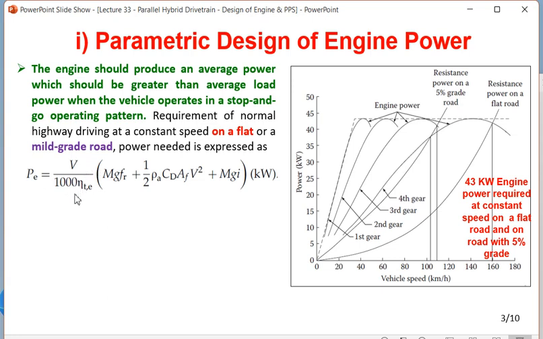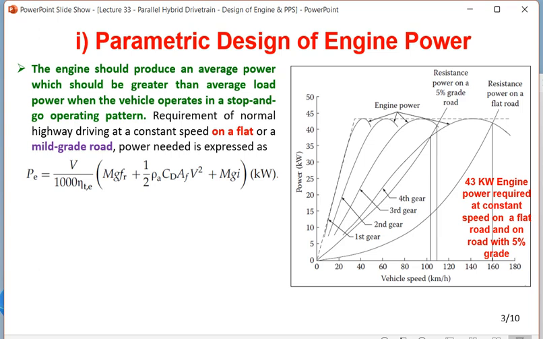This equation we have seen previously. So eta TE is the engine transmission efficiency, that means from the engine to the drive wheel. V is the velocity of the vehicle in traction. MGFR is the forward rolling resistance loss, plus half rho C A V square. This is nothing but aerodynamic loss, where V is the forward going speed of the vehicle. So these are the main losses, and there is another loss which is called MGI. MGI is the loss which is due to the gradient. So gradient is I, so I is equal to tan theta is equal to 5%. That means tan theta is equal to 0.05.